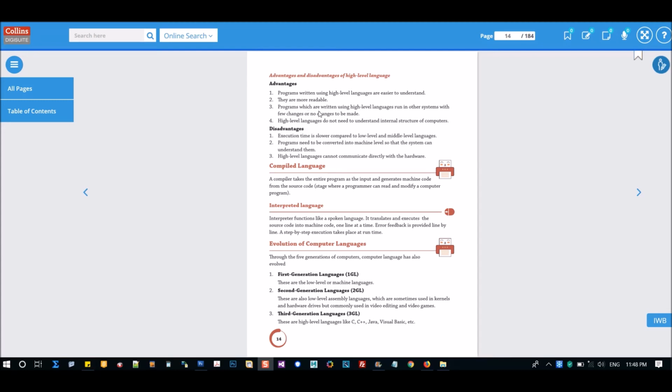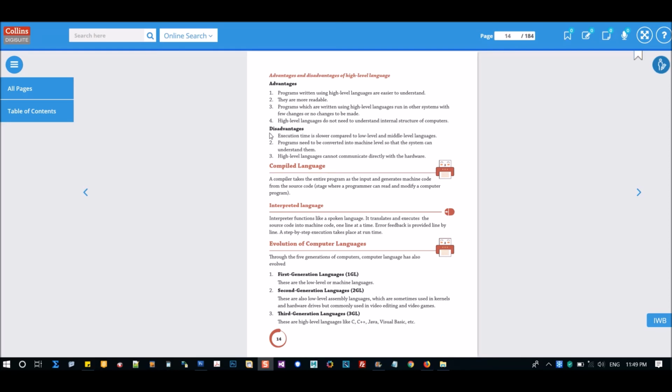So here we have the high-level language advantages. On number three, earlier in low-level languages, it says that if you write the program on one machine, it may not work on another. But in high-level languages, if you write on one machine, it will be suitable for all the machines, with few changes or no changes to be made. So this is one of the main advantages of using high-level languages.